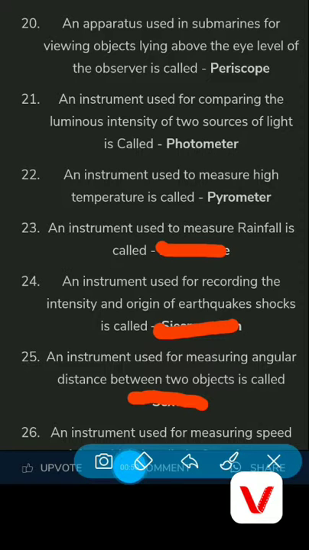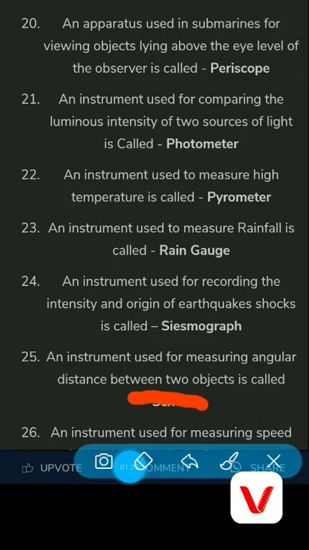Human body temperature is measured by the thermometer, and for small scale temperature in any metal, it's a thermocouple. Okay, and for the high temperature it is a pyrometer. Question 23, an instrument used to measure rainfall is called a rain gauge. Question 24, an instrument used for recording the intensity and origin of earthquake shock is called a seismograph.